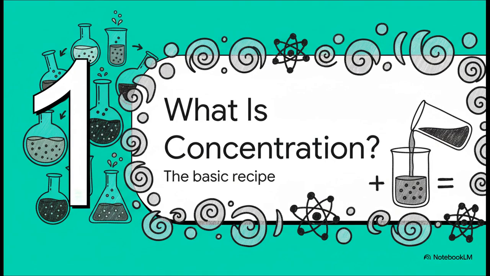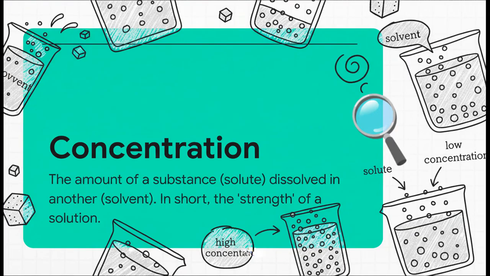Okay, so let's start at square one. What are we actually talking about when we use the word concentration? At its core, it's actually pretty simple. Concentration is just a way to measure how much stuff, which we call the solute, is dissolved in some other substance, the solvent. So think about making Kool-Aid. The powder is the solute, the water is the solvent. The more powder you dump in, the higher the concentration and the stronger the flavor.